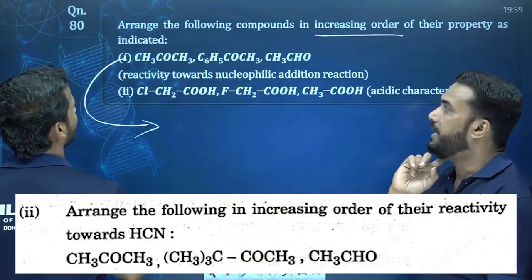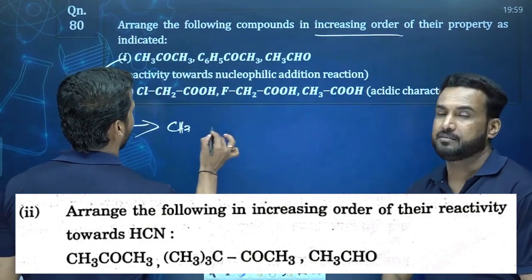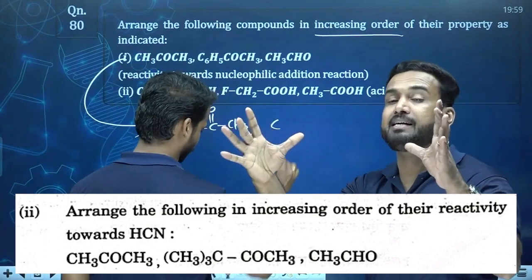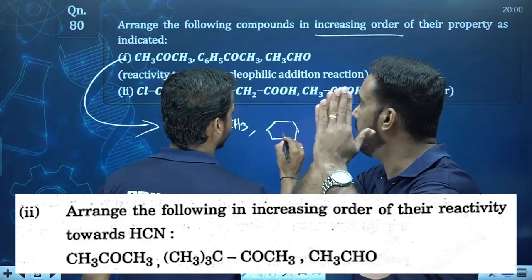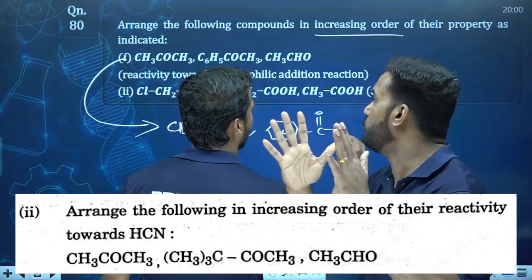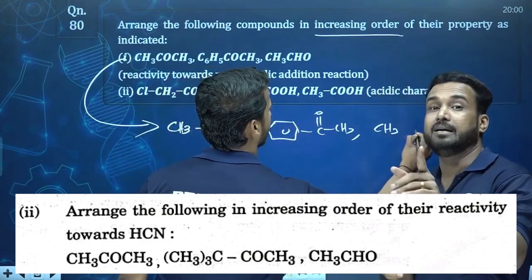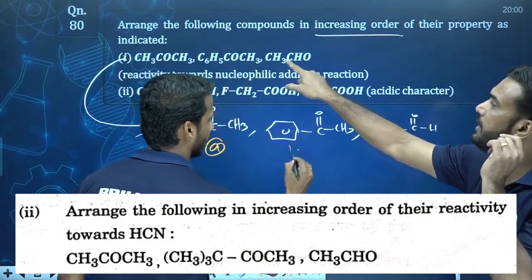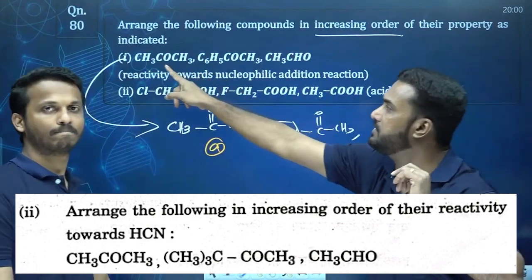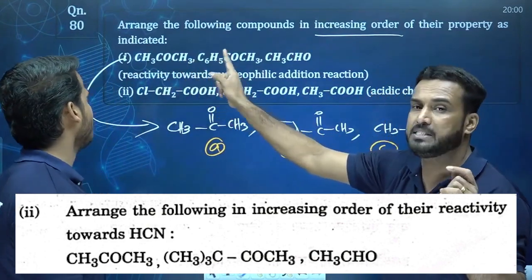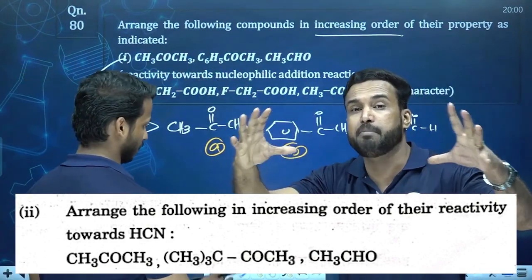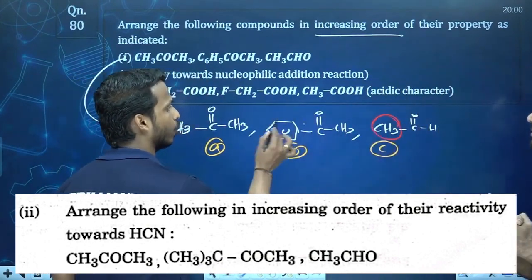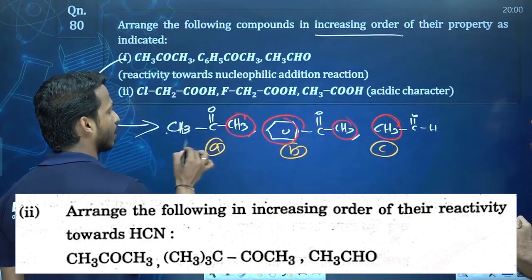First one is reactivity towards nucleophilic addition. Here, the very simple thing you have to keep in mind: bulkier alkyl group means less reactive. That is the easy thing. Bulky alkyl group means it will be less reactive, inversely proportional. So which one has the smaller alkyl group? CH3CHO. Next is CH3COCH3. Least one will be C6H5 because the phenyl group is bulkier than any other alkyl. Keep that in mind. So here we have only a methyl group, here methyl and phenyl group, here both are methyl groups.